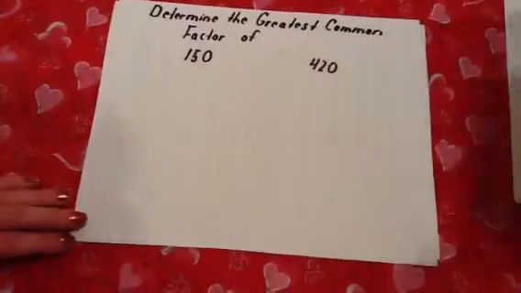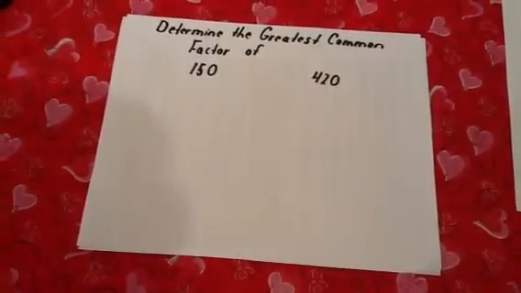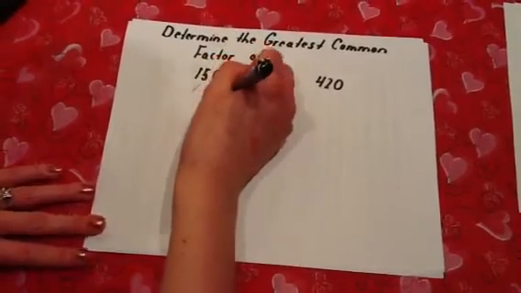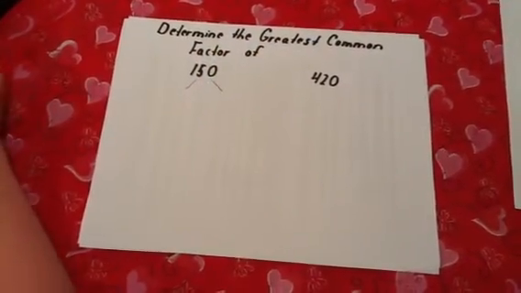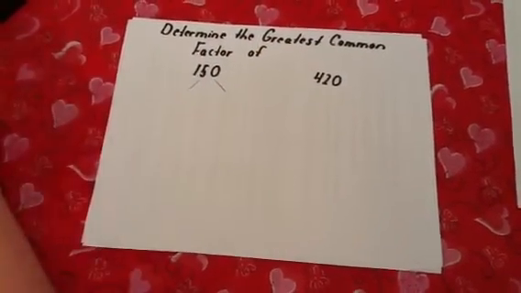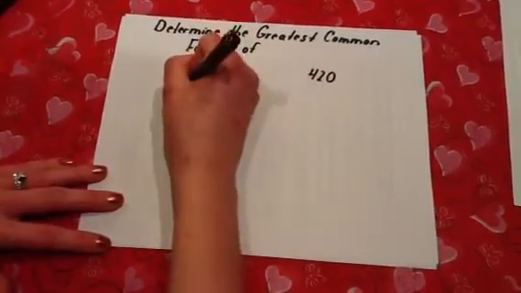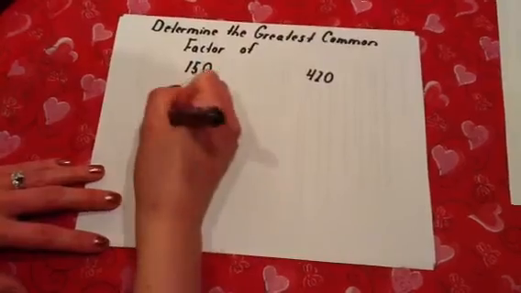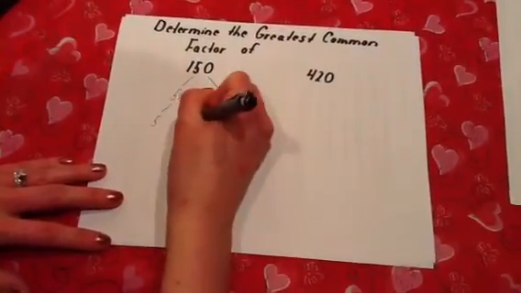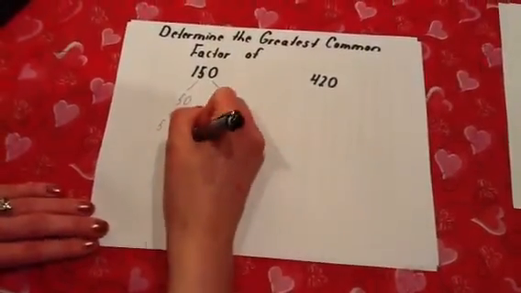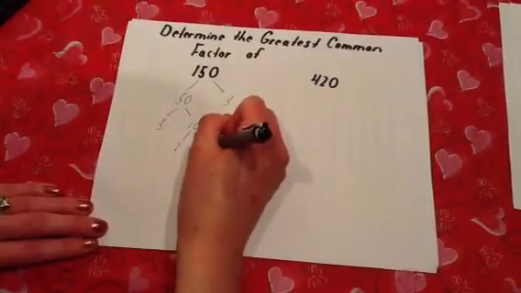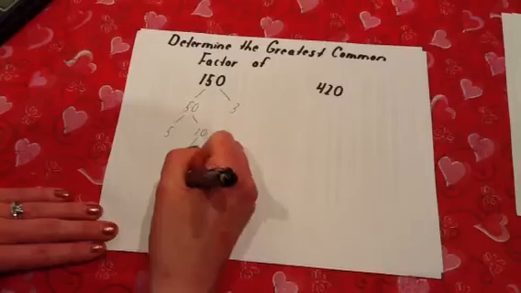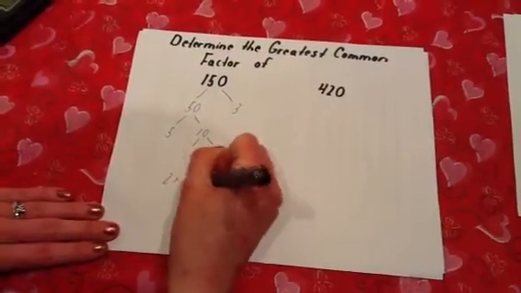Okay, let's try one for greatest common factor. So start off the same way, break it up into prime numbers. So 150 would be, what would that be? 50 times 3. 50 we could break down into 5 times 10. And then 10, 2 and 5. So write it as a product of primes. So it's 2 times 3 times 5 squared.